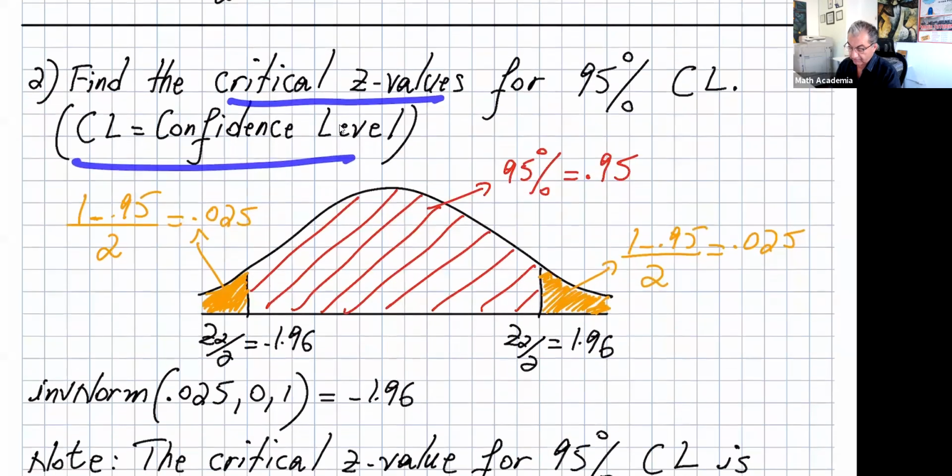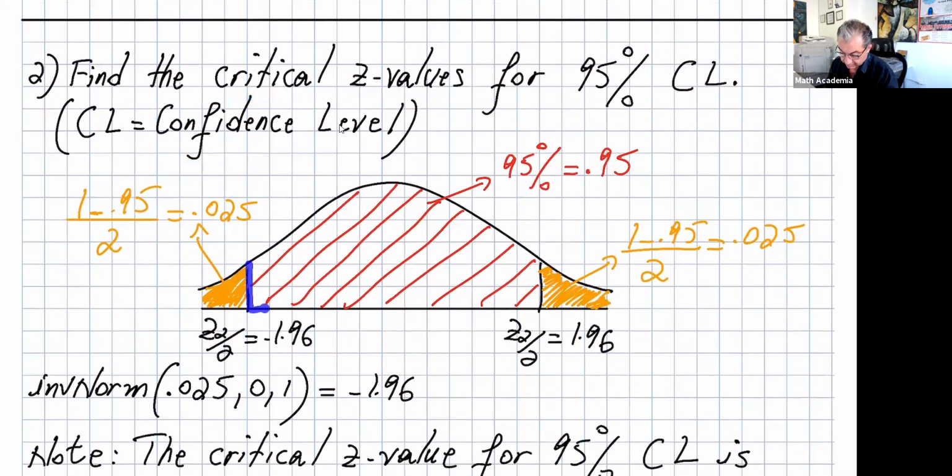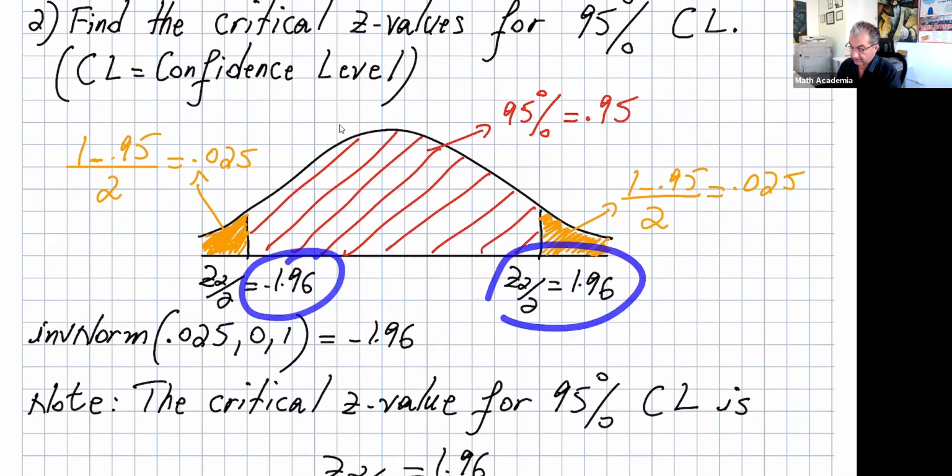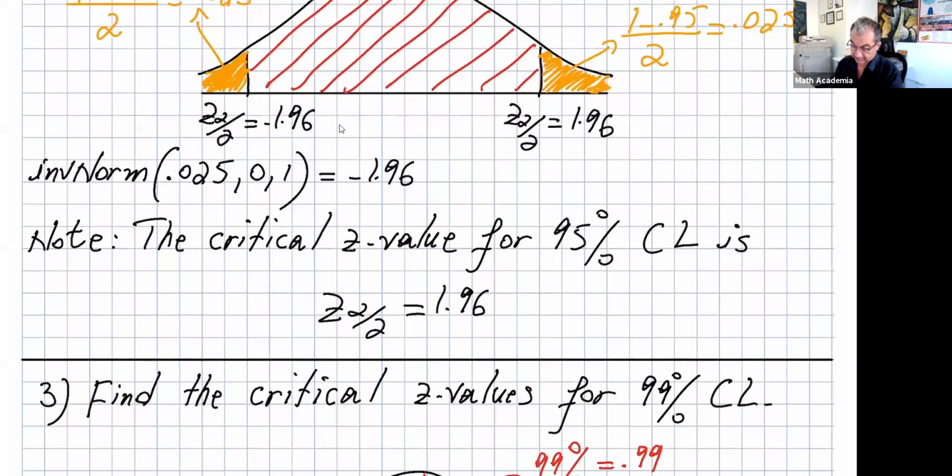Find the critical Z values the same way. We know this area is 95%. You need to find the area in the tail. So it's 1 minus 0.95 divided by 2, which is 0.025. You can do inverse norm 0.025, 0, 1, and you get 1.96. So this number is negative 1.96, and that one is positive 1.96. So the critical Z value for 95% confidence level, Z sub alpha over 2, is 1.96.